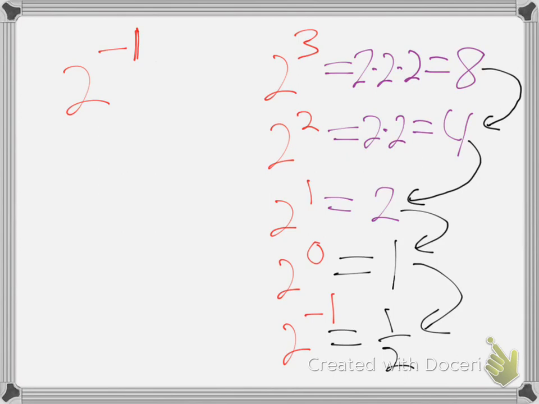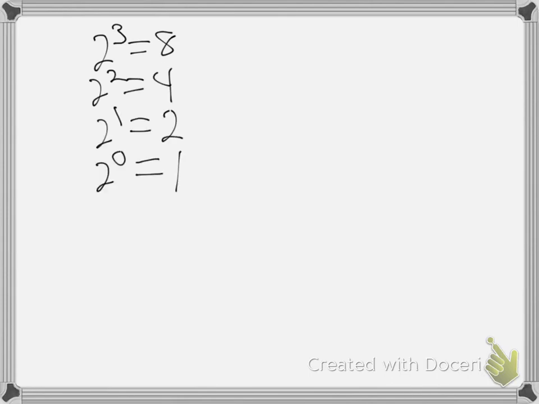Good. So do you want to do one more? Let's do it. Let me get a little more room here. Start it again. 2 to the third is 8. 2 to the second is 4. 2 to the first is 2. 2 to the 0 is 1. So we're following the pattern. Half of that. So listen, what's something you can have?